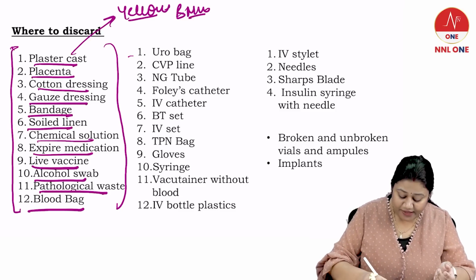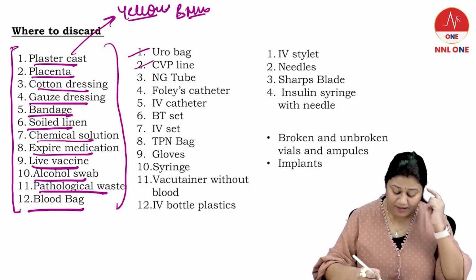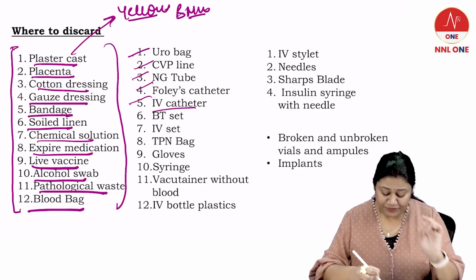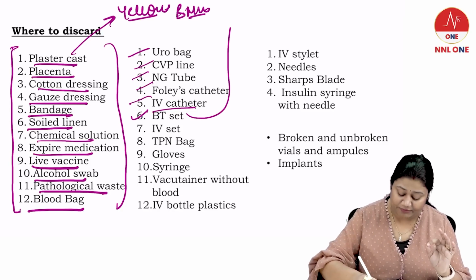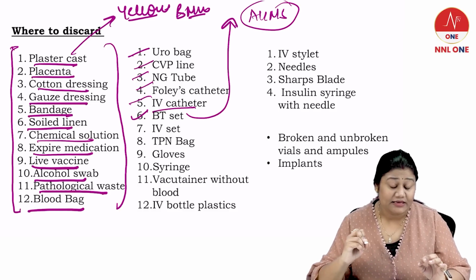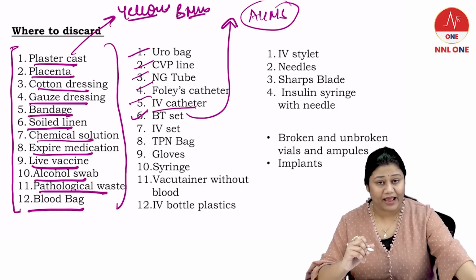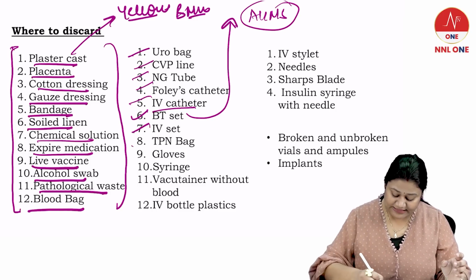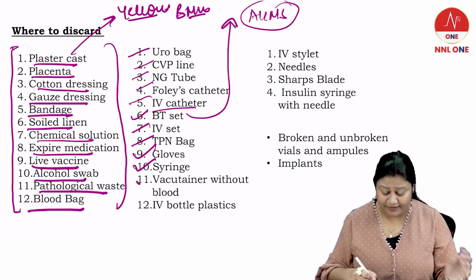As simple as that. Then on the other side you can see all the lines and tubing, the plastic material: urobag, CVP line, NG tube, Foley's, IV catheter without the stillet, right? Then BT set, not the blood bag but the blood transfusion set. Let me make your point clear: as per AIIMS guideline, the blood bag is sent to the blood bank in a yellow bag, but the BT set one can discard in red. So IV set, TPN bag, gravity bag, gloves, syringe, vacutainer without blood.